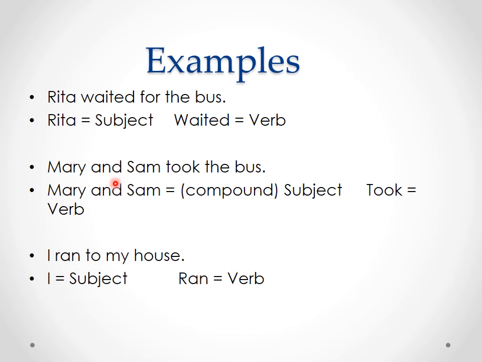And then in the second example, there are two subjects. Mary and Sam took the bus. Mary and Sam, they are two subjects. However, these two subjects are treated as a single unit, and it falls into the category of simple sentence only. The subject is a compound subject, but it takes the category of simple because it has only one verb and one subject.